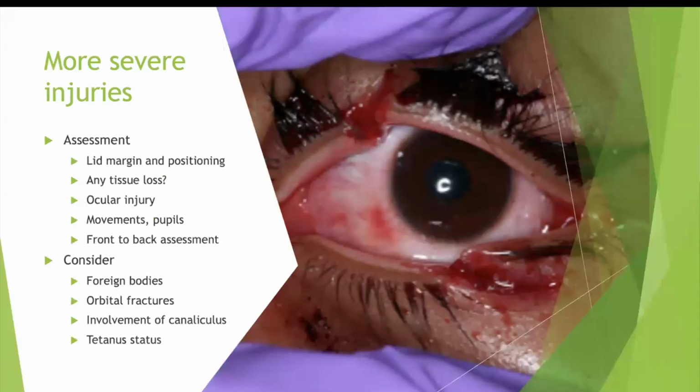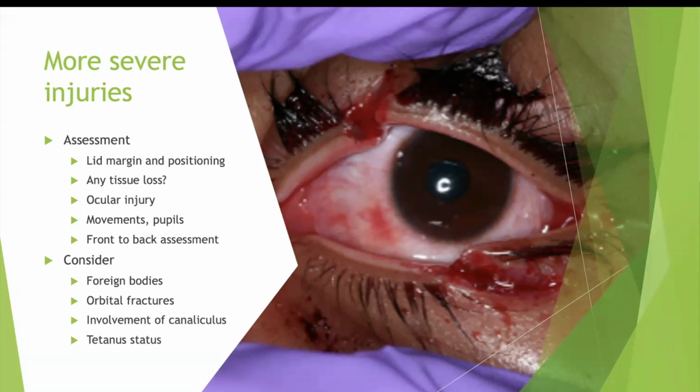When it comes to the more severe injuries, you need to be careful with your assessment. So you want to look at where on the lid margin the injury is and what's involved. Does it involve the canaliculus, or is it outside of where the puncti are? Is it more lateral to that? Is there any tissue loss? If you try to put the lids together, have we lost tissue as a result of the injury? And if we have, how much tissue have we lost? Because that's going to be important in terms of whether or not you can manage these patients acutely or if they need a more careful reconstruction.